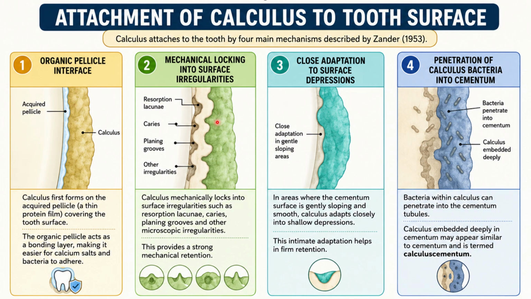The second mechanism is mechanical locking into surface irregularities. In this, the calculus mechanically locks into surface irregularities such as resorption lacunae, caries, planing grooves, and microscopic irregularities. This provides strong mechanical retention for the calculus. Third is the close adaptation to surface depressions. In areas where the cementum surface is gently sloping and smooth, the calculus adapts closely into the shallow depressions. This intimate adaptation helps in firm retention.